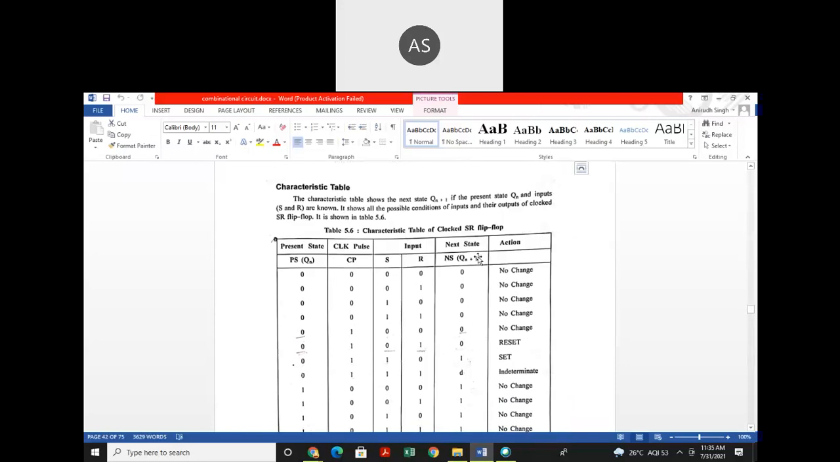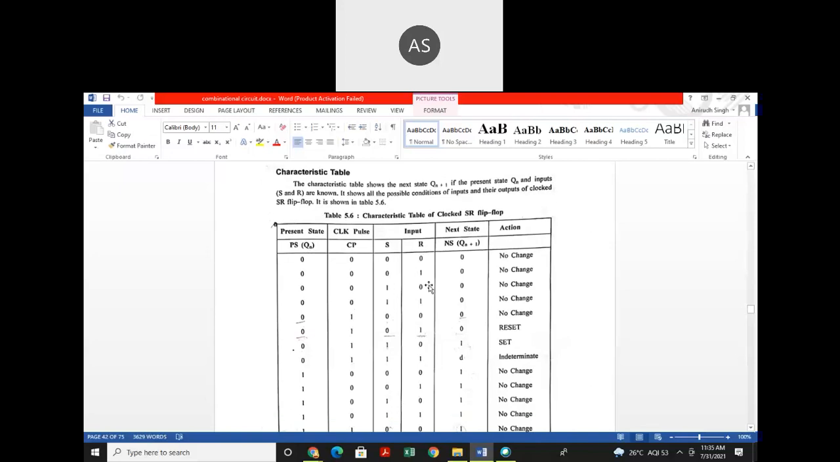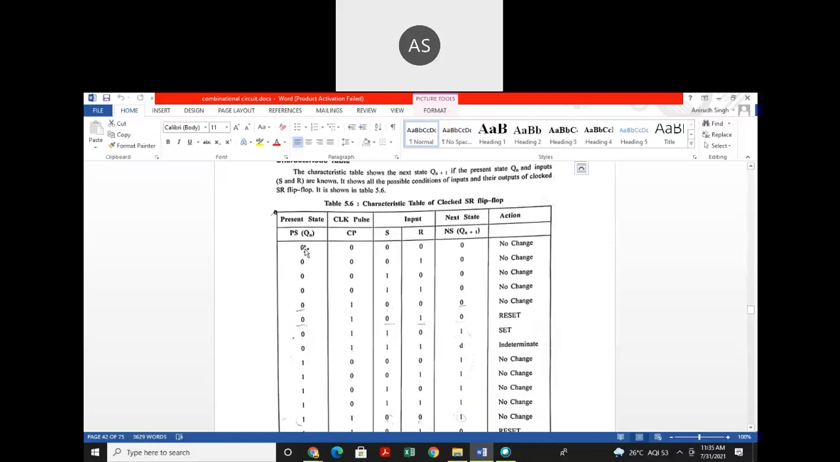Here is the characteristic table of clocked SR flip-flop. In clocked SR flip-flop, these are inputs. CP is also an input terminal and this is the present state. So there are 4 bits, and from 4 bits we can take 16 different states. So these are 16 different states. If clock is 0, then there is no change in the state.